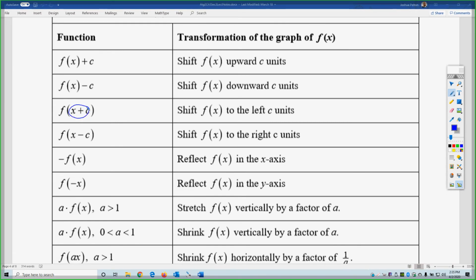Keep in mind that it's counterintuitive. Positive means left and negative means right if it's in the inside. However, up and down, positive means up, negative means down. Remember, the inside affects X, the outside affects Y, but it's counterintuitive on the inside. So reflections, outside affects Y. So if I change my Y value, I reflect it over the X. And if I put the negative in the inside, I changed my X value because it's in the inside, therefore I reflect it over Y. Okay, multiplying on the outside is scaling, which is stretching and shrinking.